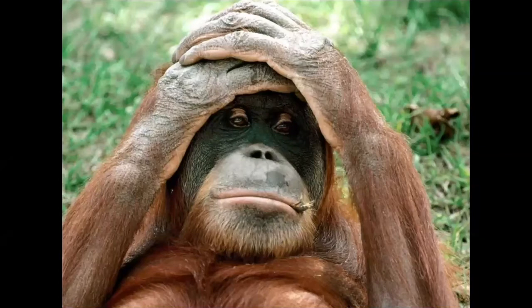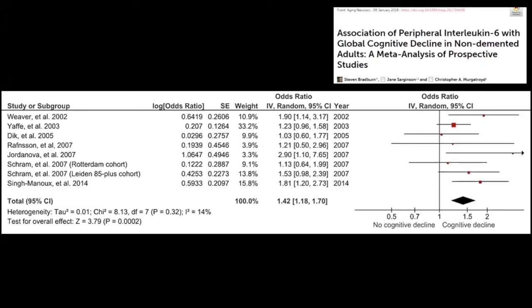Okay, so now we've learned how meta-analyses are done. What we're going to do now is look at a published meta-analysis. So here is an association of peripheral interleukin 6 with global cognitive decline. I told you I was an orthopedic surgeon, so I have to read these words. But essentially, we're looking at inflammatory markers with cognitive decline in non-dementia adults, a meta-analysis of prospective studies. And here is that meta-analysis published. So let's analyze this.